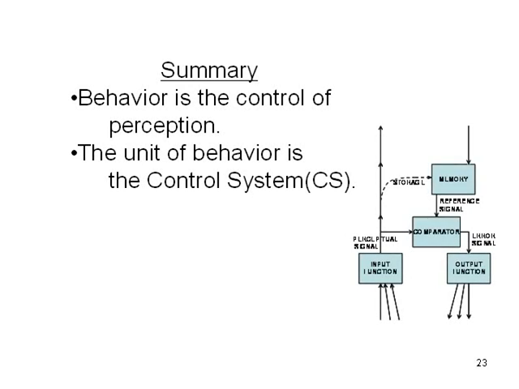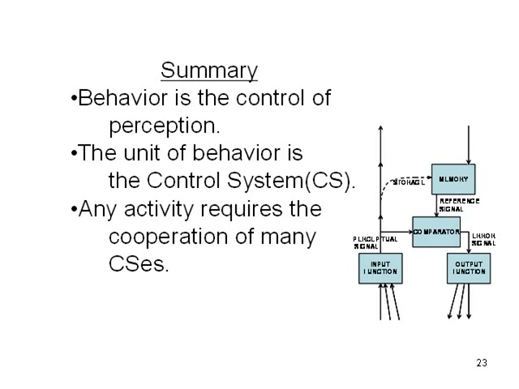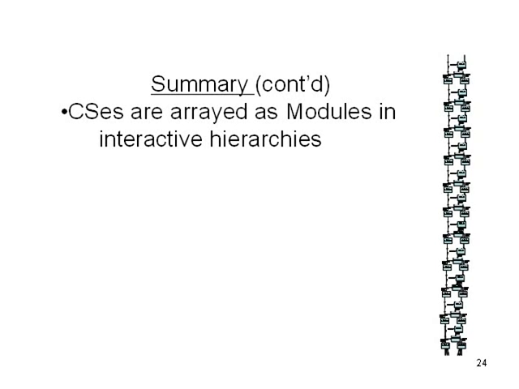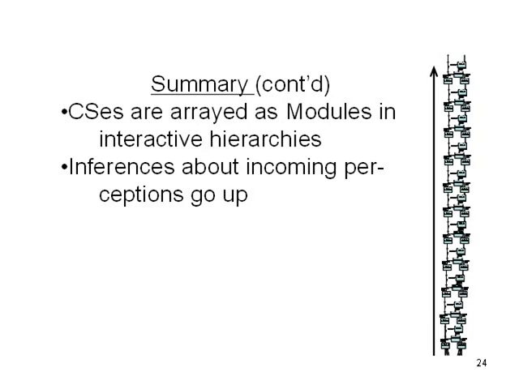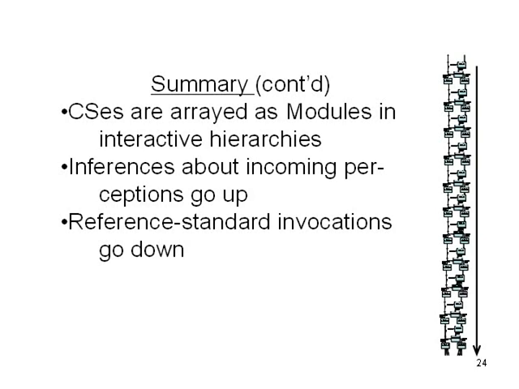To summarize our presentation of PCT so far, behavior in general can be understood as the control of perception. The unit of behavior is the control system, and even the simplest activity requires the cooperative interaction of an inordinate number of CSs. CSs are indeed the individual bricks of behavioral castles. CSs are arrayed as modules in interactive hierarchies. Each module passes its inferences about the world outside the CS realm to the next higher level in the form of perceptual signals. To control its incoming perceptions, each CS module uses lower level modules by invoking reference standards for them to control their perceptions too. This hierarchy provides behavioral reference standards for the entire range of human activity.